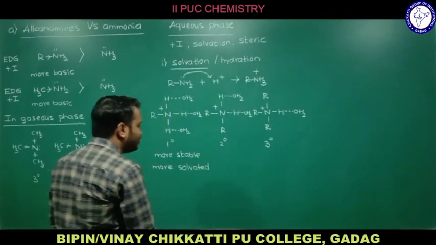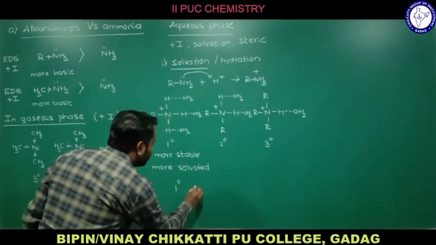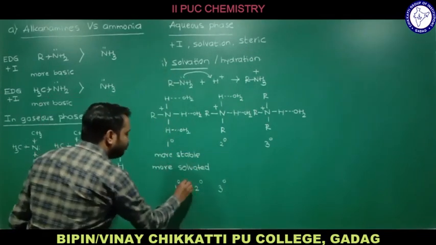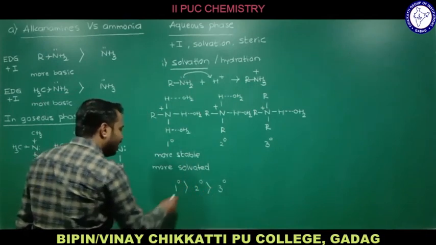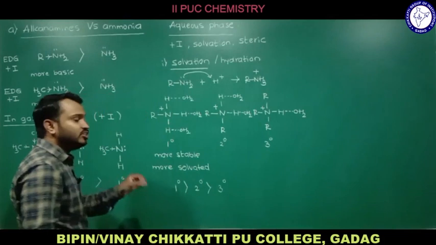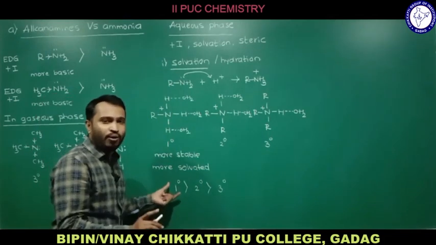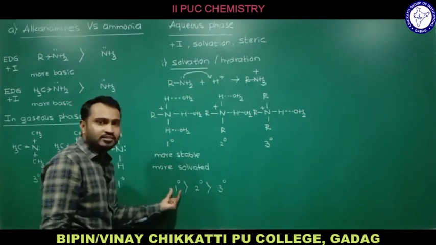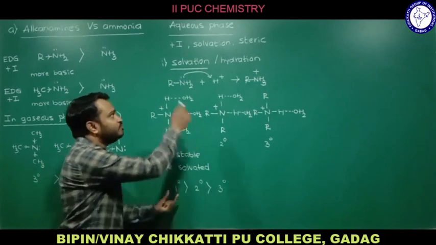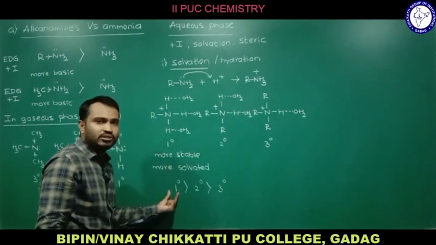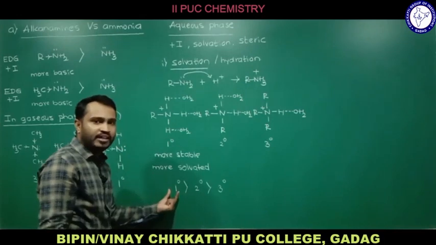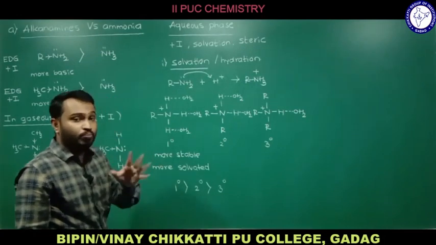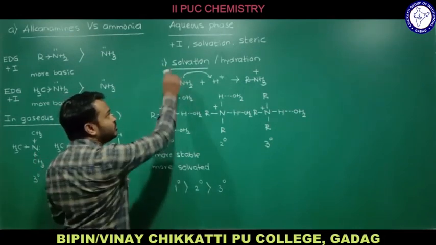Because of that, if you consider primary, secondary and tertiary, the basicity order with respect to solvation will be in this fashion: first primary, later secondary, and last tertiary amine. Primary amines are more basic in terms of solvation, because intermolecular hydrogen bonding is greater in primary amines. They are more solvated, and that is the effect of solvation.